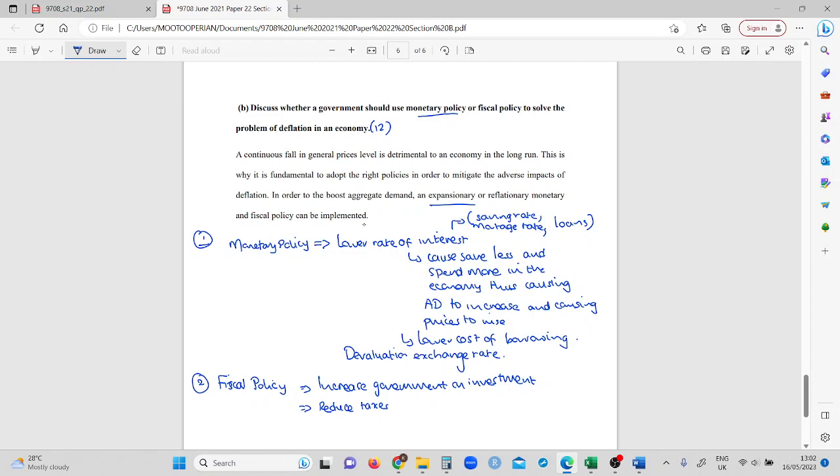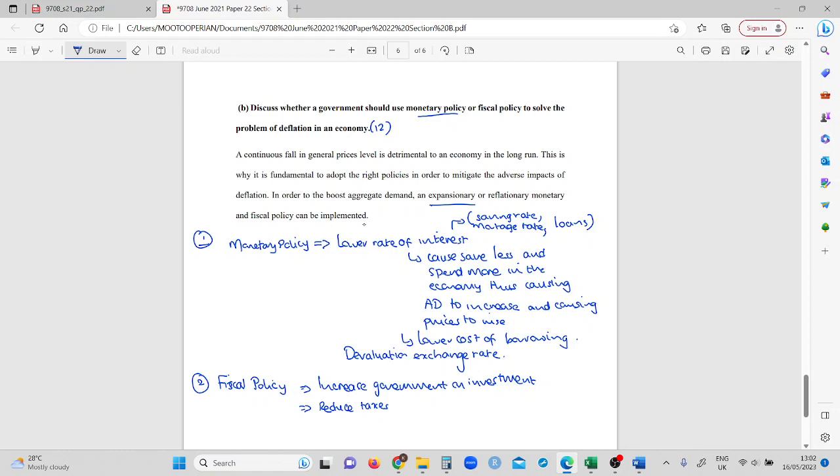So these fiscal and monetary policies, we call them demand-side policies. Okay, they are called demand-side policies. Why? Because they will influence only the demand side, the aggregate demand. They won't influence the aggregate supply.